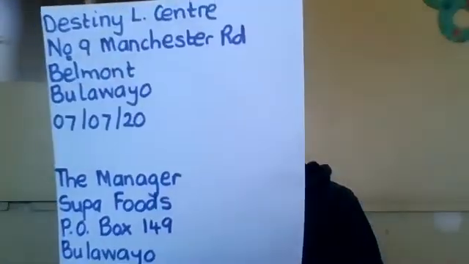So let's make sure that as we write our formal letters, we take care how we write our addresses, and it must always have two addresses. That is one of the major differences between a formal letter and an informal letter. The formal one must always have two addresses, and the informal one has got one address.